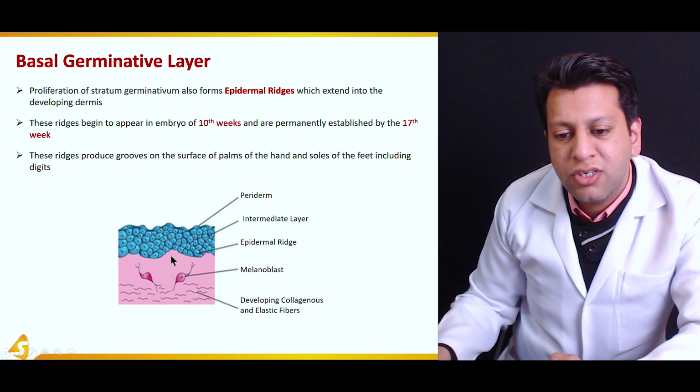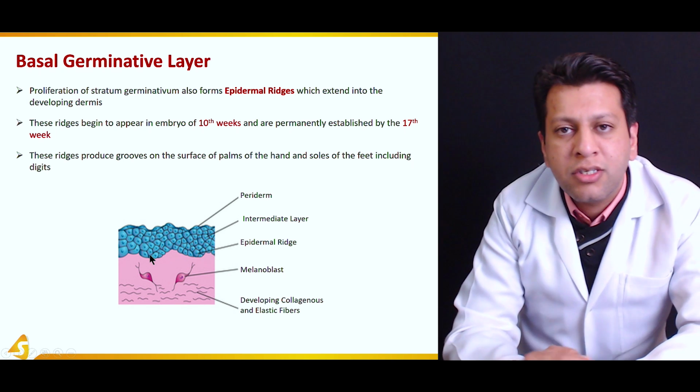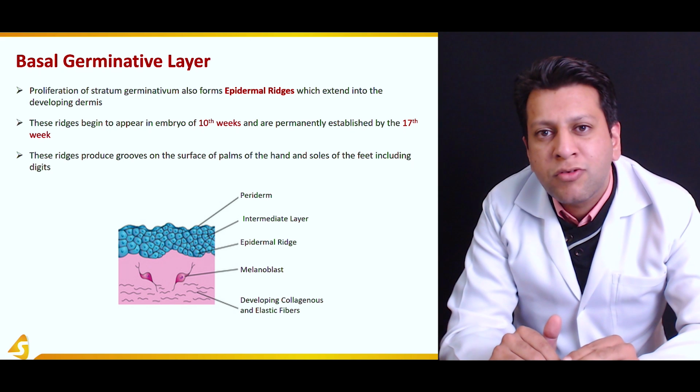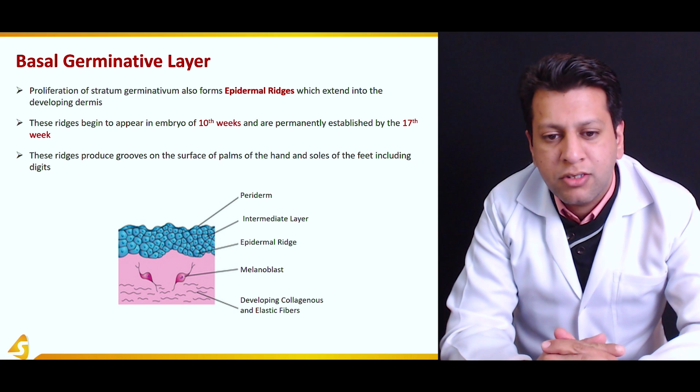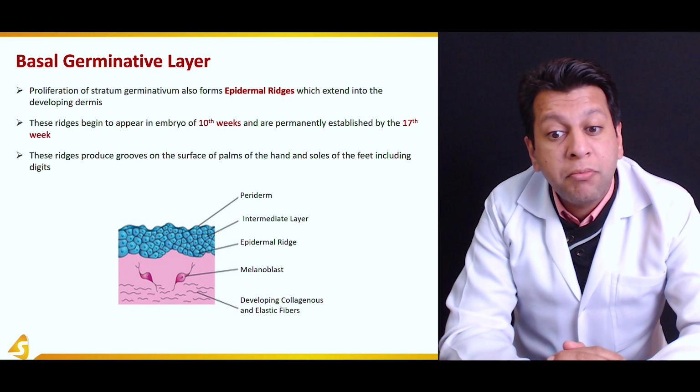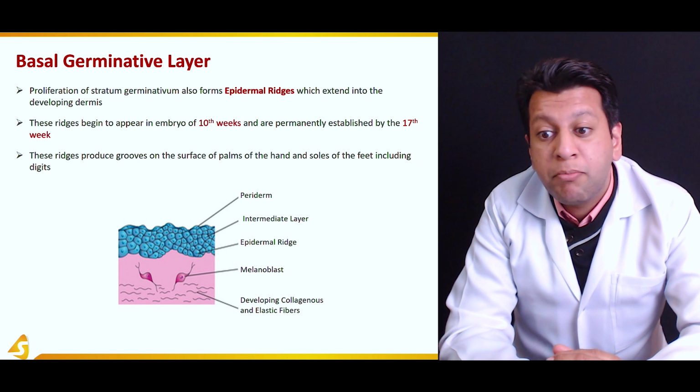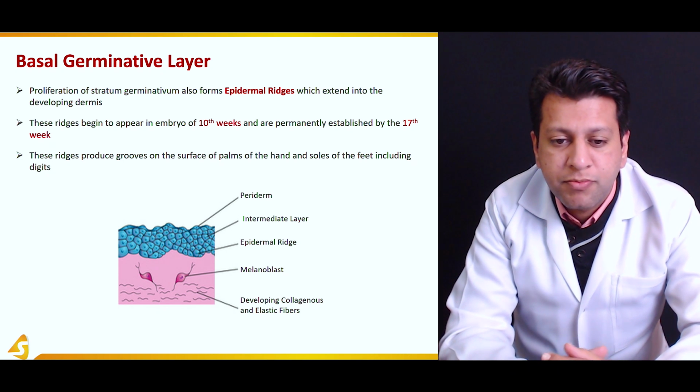So these troughs of ectodermal cells in the epidermis, which extend into the dermis, are termed epidermal ridges. These ridges begin to appear in the embryo by the 10th week and are permanently established by the 17th week. By the 17th week, we can clearly see these on microscopic examination.